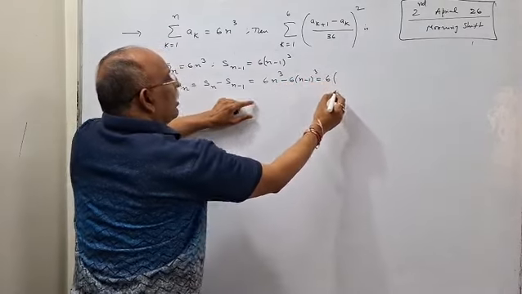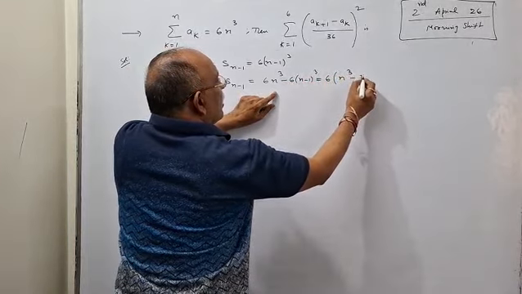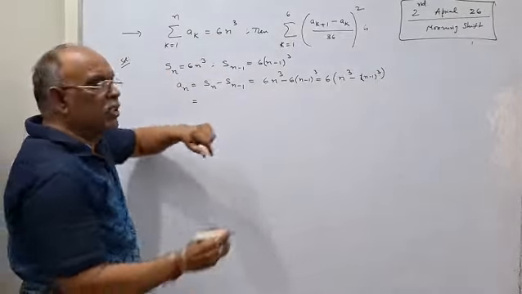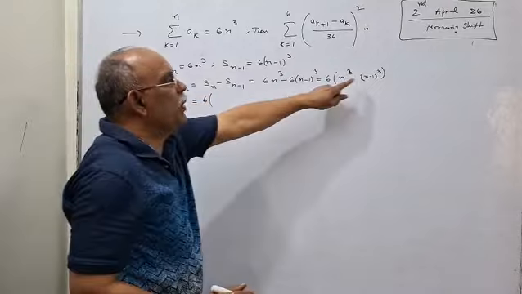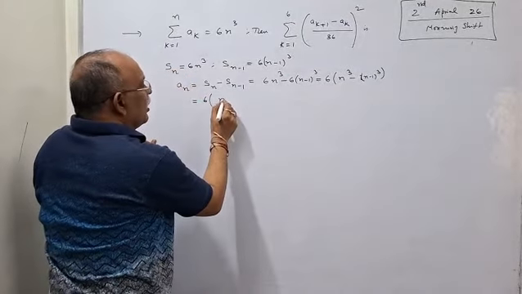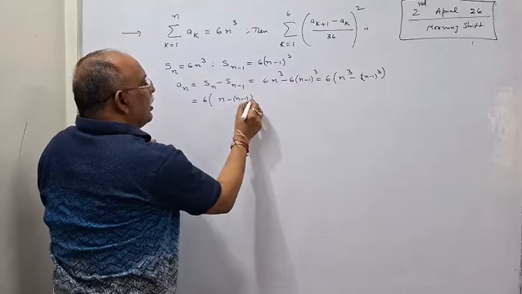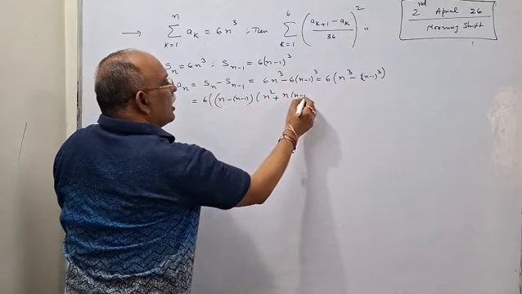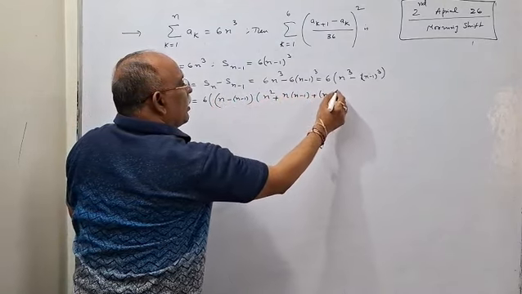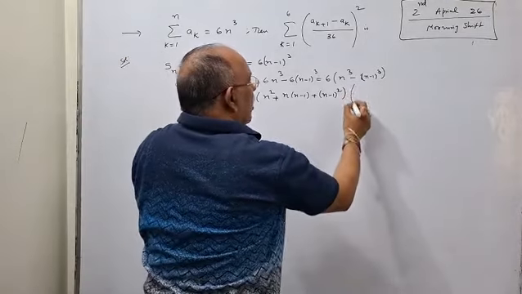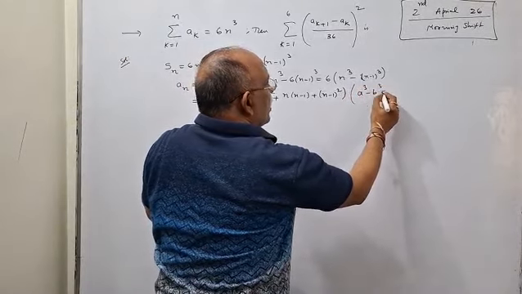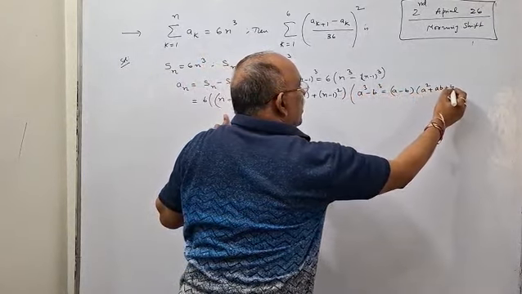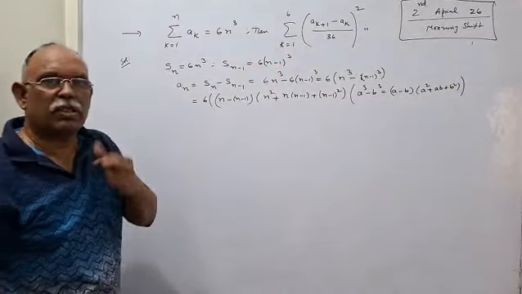So if you take 6 common, then what you get? N cube minus n minus 1 whole cube. Now you have to simplify it. 6 into a cube minus b cube. A cube minus b cube is what? A cube minus b cube is equivalent to a minus b into a square plus ab plus b square. I used this formula because in algebra formulas are very important.